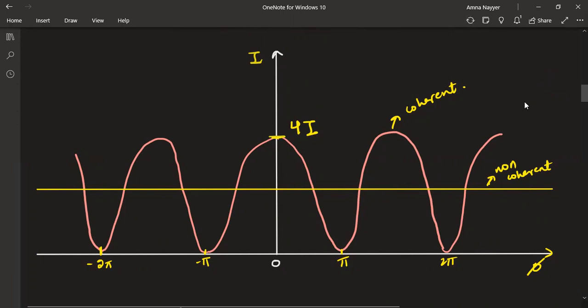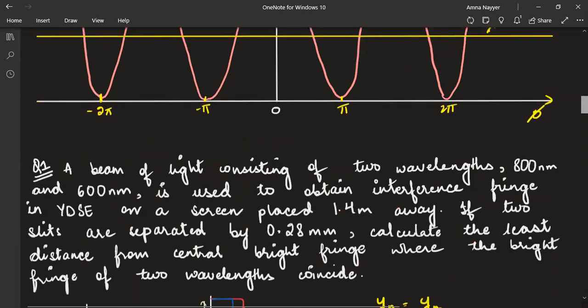So we know for non-coherent sources, phase difference and intensity are independent. For coherent sources, they get a maximum value at 4I, then back to 0, then maximum, then back to 0. So such a graph you get.